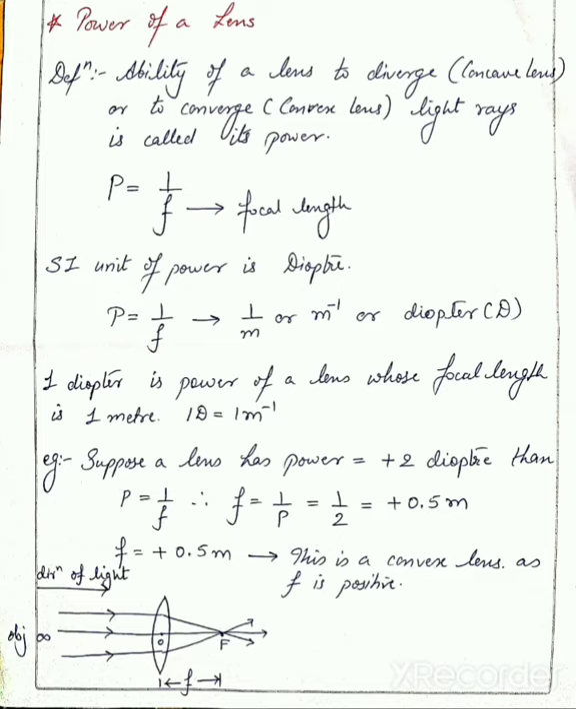Now we'll try to understand what is the power of a lens. First of all, we'll see its definition. Power of any lens is its ability to converge or diverge the light rays. To diverge means it spreads the rays. Your lens will spread the rays in different directions.